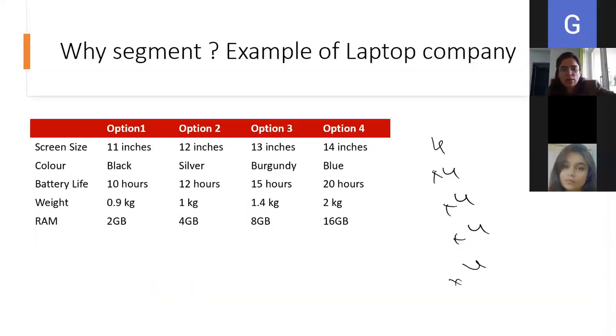For example, there's this laptop company, and it has screen size in these 4 options. The color has 4 options, similarly 4 options for battery, weight, RAM. So now you have the option that either you come up with all the possible laptops that can come. Can you tell me how many possible laptops one can make using all these options?